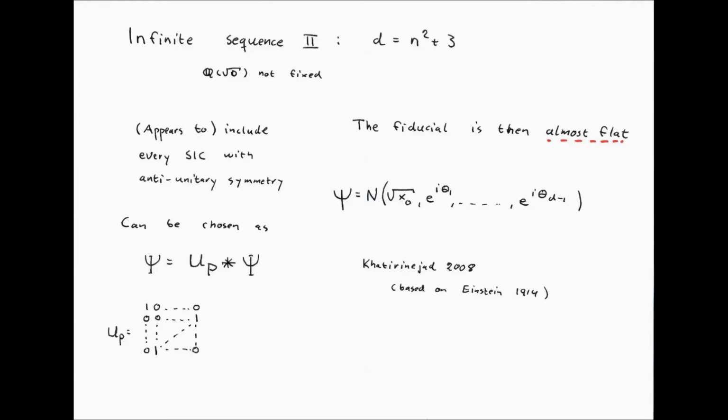Once you know that, you will realize that the SIC fiducial is going to be almost flat. That is to say, with one exception, all the entries have the same modulus, so they're complex, you can always write it in this form. This has been known for some time. It's based on a paper by Einstein, 1914, although he wasn't interested in SICs specifically.